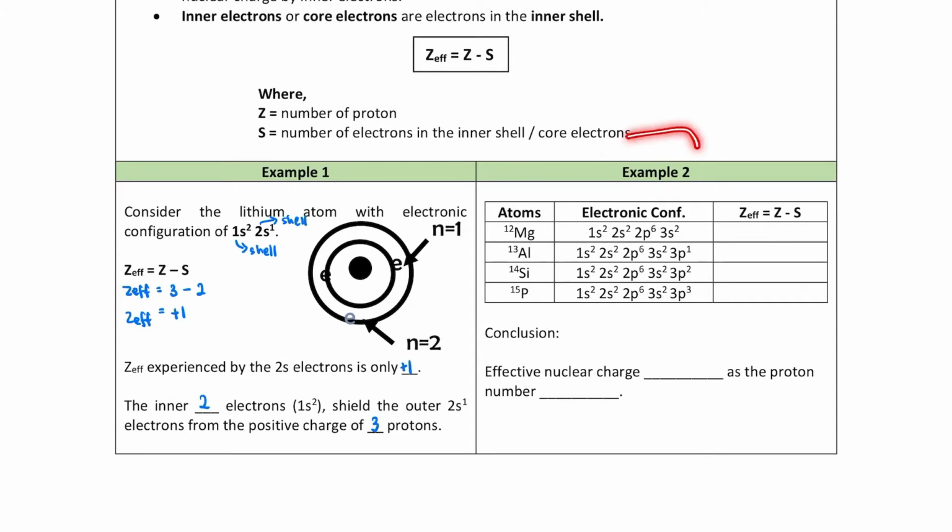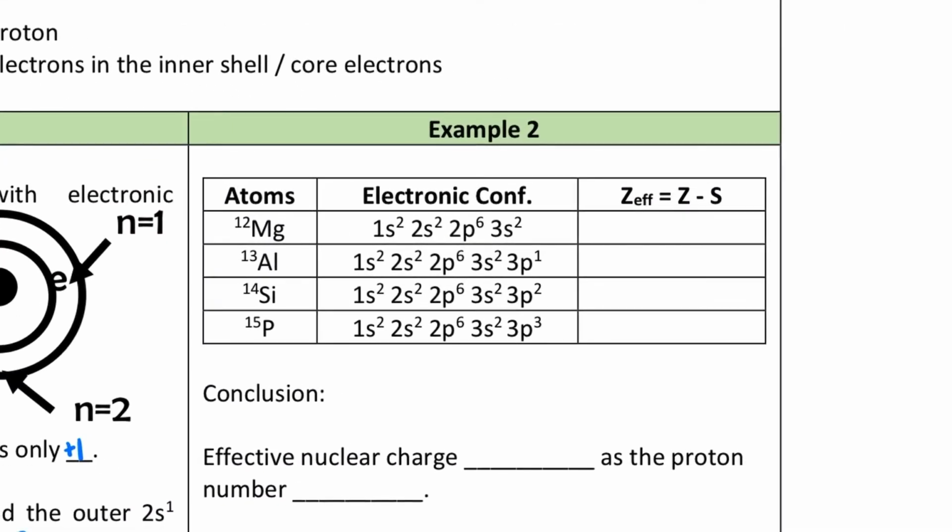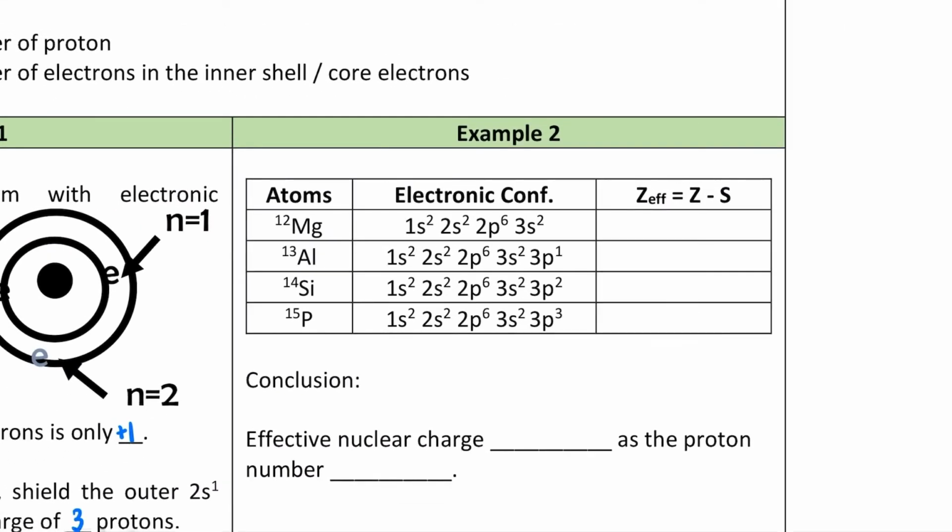Right, now let us look at example 2. In this table you are given atoms with electronic configuration and then you are asked to determine the effective nuclear charge for each atom. So let us try to do this. Senang je. Z effective equals Z minus S.